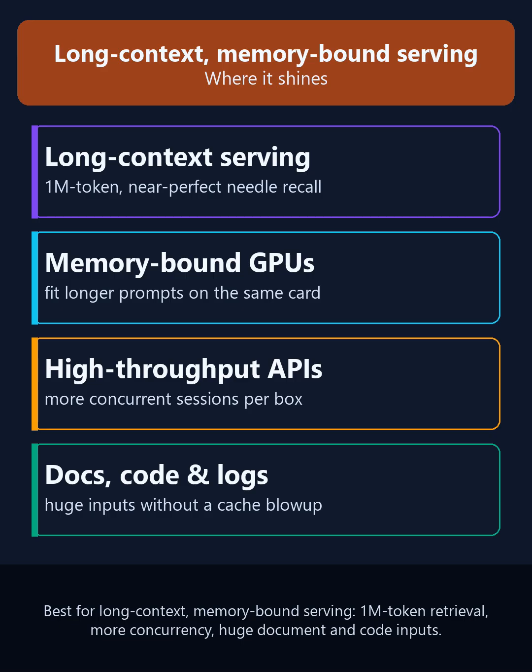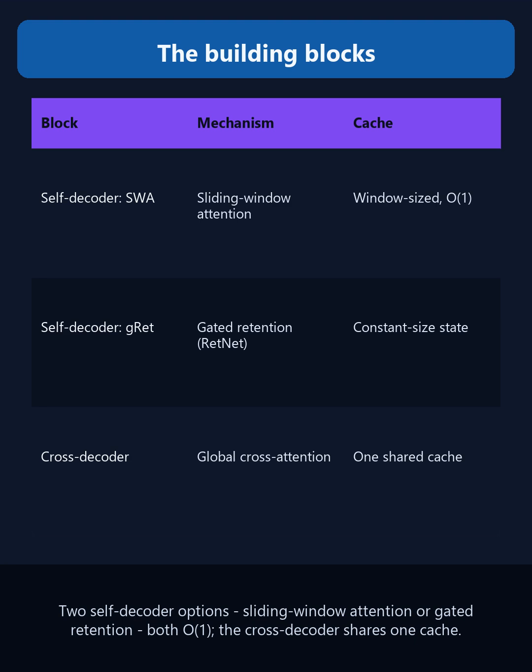YOCO offers two flavors of self-decoder. Sliding window attention only looks at a fixed window of recent tokens, so its cache size depends on the window, not the prompt length. Gated retention, a gated version of RetNet, uses a data-dependent recurrence with a constant size state. Either one gives constant self-decoder memory. Above them, the cross-decoder is plain global attention over the one shared cache, so it still sees the entire context.